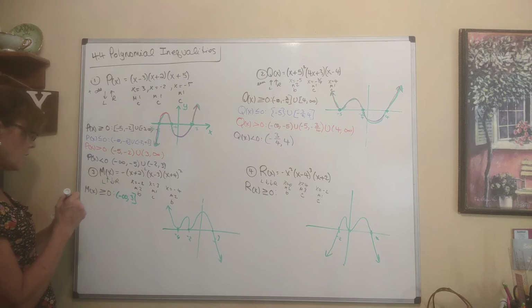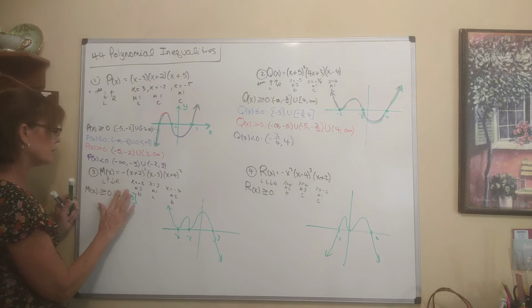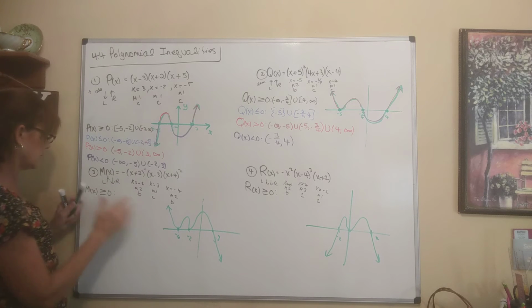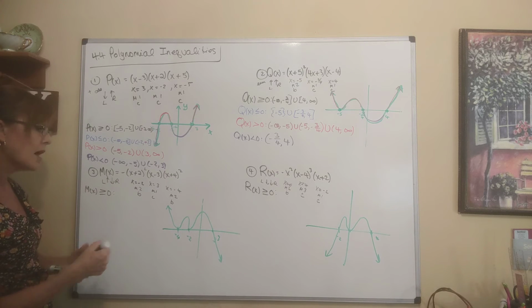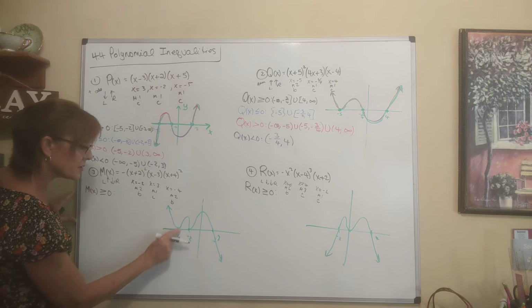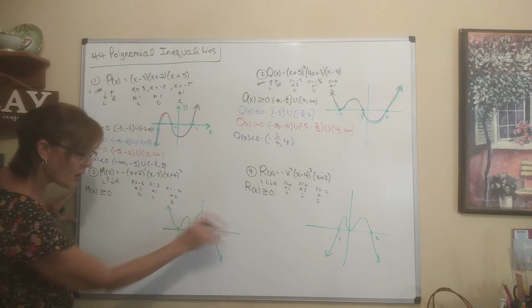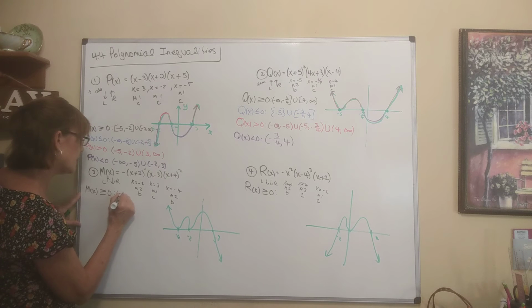Okay? I'm trying to be consistent in the colors, so let me change that to black. So where is it positive or touching? Positive, touching, positive, touching, positive, touching. All of that gets in this set from negative infinity to 3.